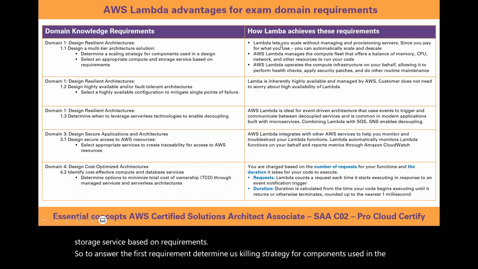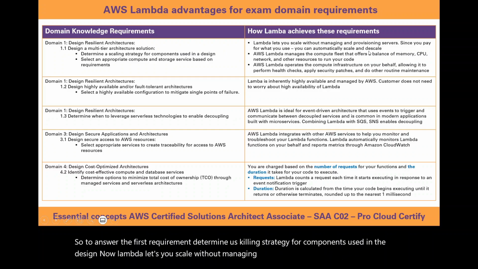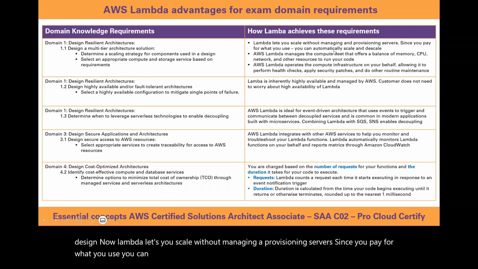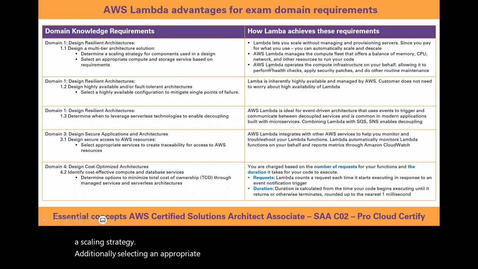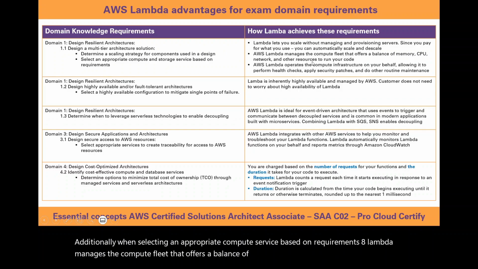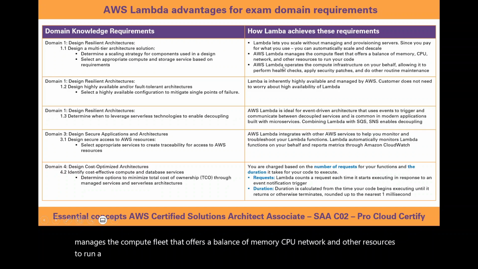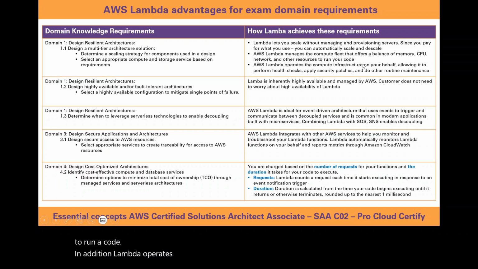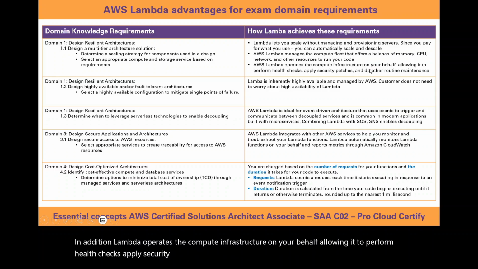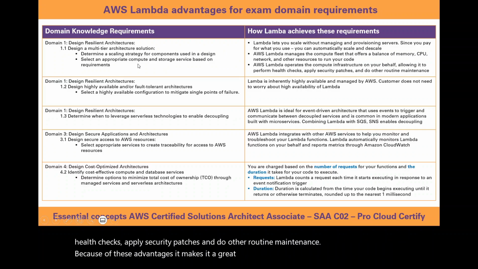Now Lambda lets you scale without managing and provisioning servers. Since you pay for what you use, you can automatically scale and descale, and that makes it an appropriate choice for a scaling strategy. Additionally, when selecting an appropriate compute service based on requirements, AWS Lambda manages the compute fleet that offers a balance of memory, CPU, network, and other resources to run your code. In addition, Lambda operates the compute infrastructure on your behalf, allowing it to perform health checks, apply security patches, and do other routine maintenance. Because of these advantages, it makes it a great choice for selecting an appropriate compute service based on the requirements of your application.